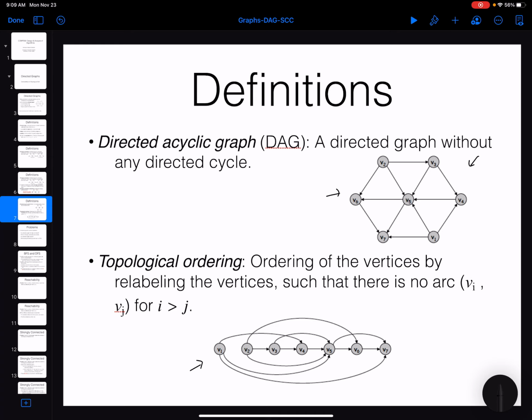I know that it is not quite intuitive when you look at the graph, but for example, you see that V1 doesn't have any incoming edge, so I put it first, and then V2. All the edges going out of V1 and V2 go to the right, and then we order the rest of the nodes so that there is no edge going from right to left.